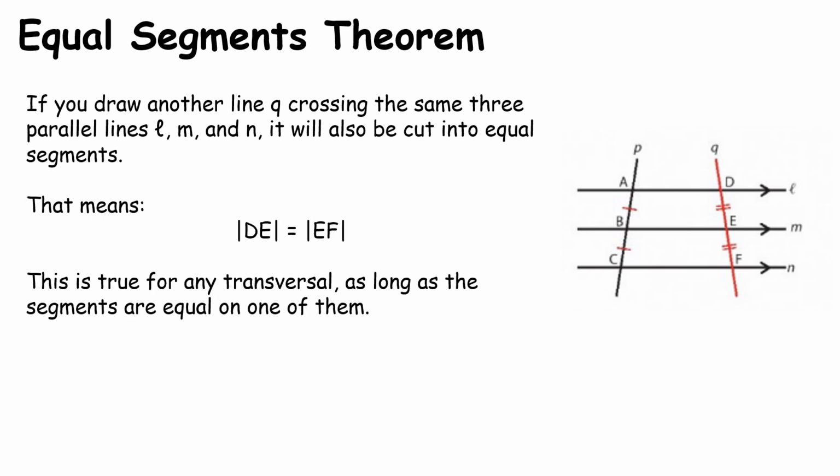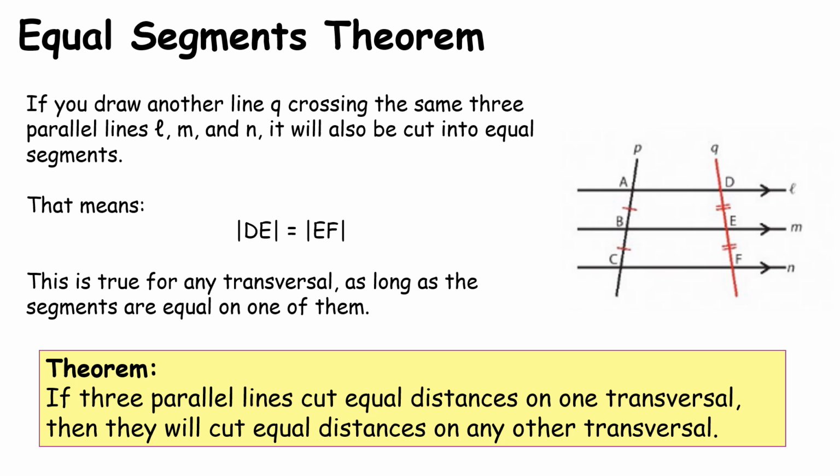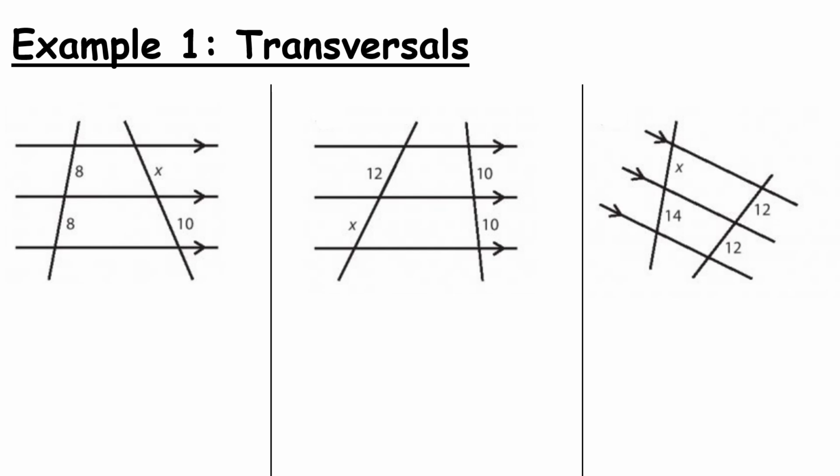So this is a really helpful tool for us because we know if we can break one transversal into equal pieces, any transversal will be broken into equal pieces. And the theorem is: if three parallel lines cut equal distances on one transversal, then they will cut equal distances on any transversal. If this feels very complicated, it's not. Let's get into some examples so you can really make sense of it.